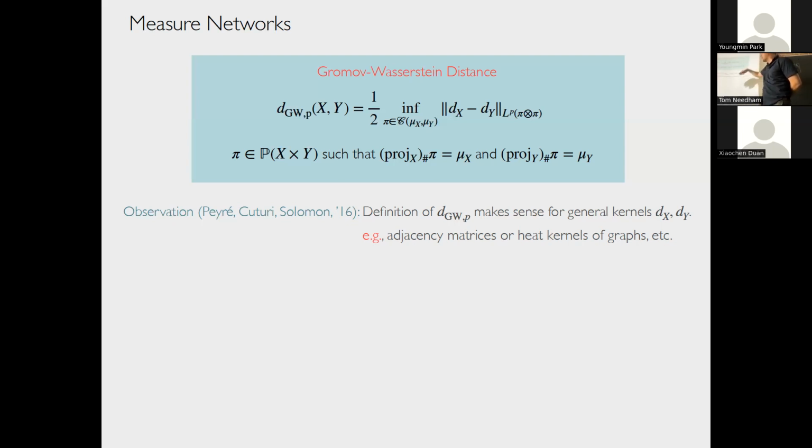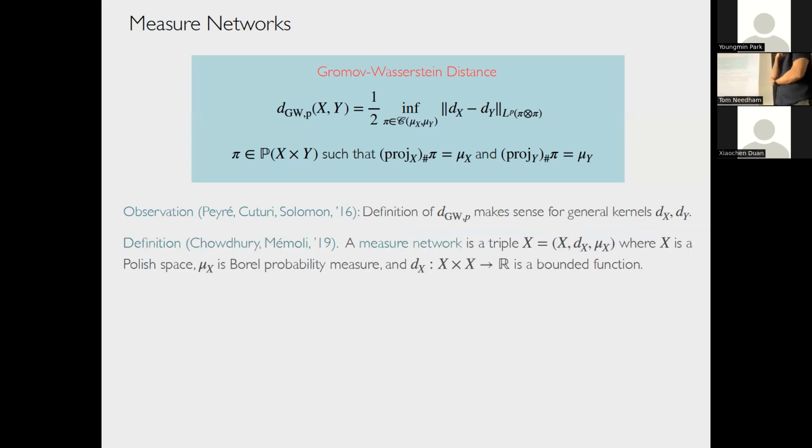So for example, why do I care about things that aren't metrics? dx could be an adjacency matrix, or dx could be the heat kernel of a graph or something like that. Using those representations of a space is quite useful for various reasons. Adjacency matrices give you sparsity, and that's useful computationally. Heat kernels smooth out the adjacency matrix and help with the optimization problem, things like this.